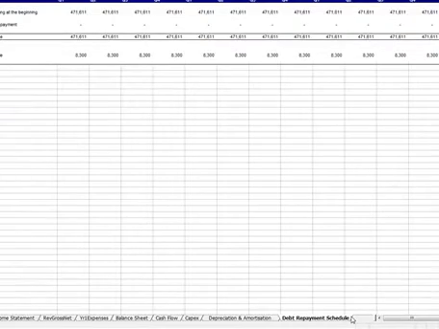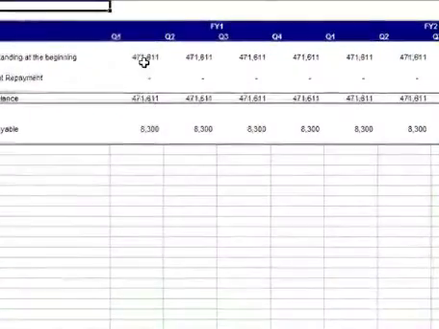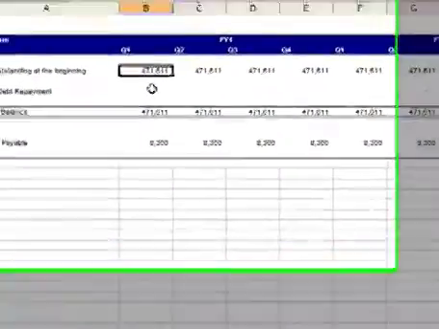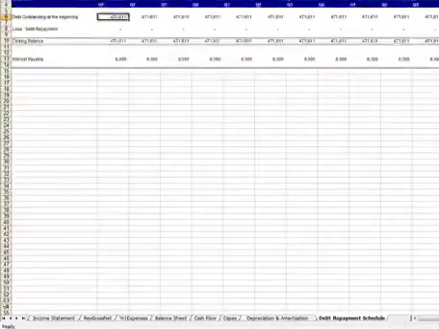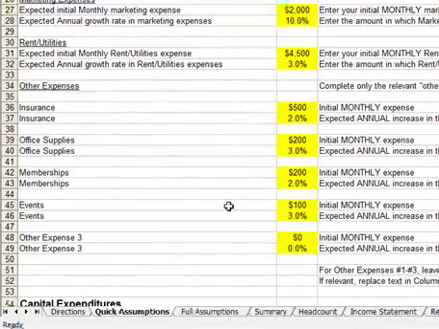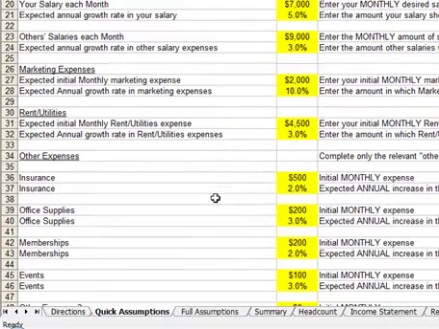And finally, the final tab is your debt repayment schedule, showing the loan that you're taking out. Remember we said 100% debt in this case, and your interest and your principal payments. So once again, by just quickly completing those quick assumptions, which for many businesses you may be able to do in 10, 15 minutes, you've completed your full financial model.